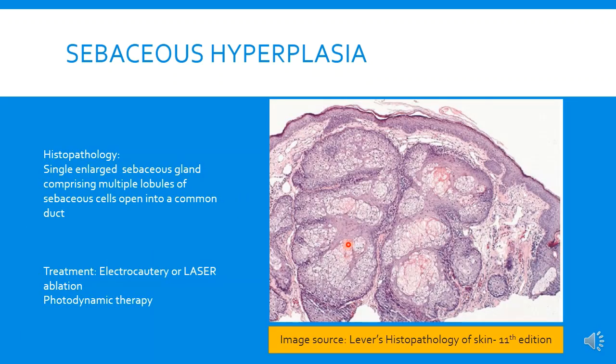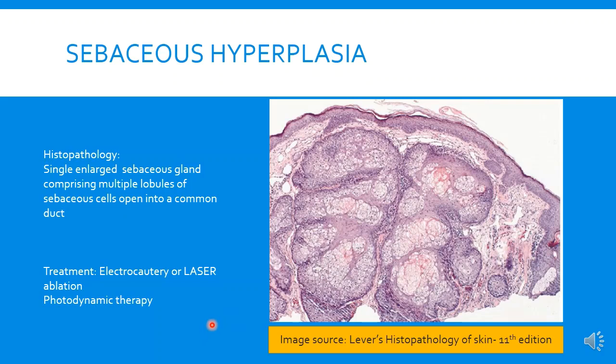So if you notice, the predominant cells are the sebocytes in sebaceous hyperplasia. If you see undifferentiated germ cells, they'll be only in the periphery and not anywhere in the center. They'll be only as a single layer in the periphery. And they're almost always open into a common duct. So if you see, there is a single enlarged sebaceous gland comprising multiple lobules of sebaceous cells that open into a common duct. Treatment of this is electrocautery or laser ablation with photodynamic therapy.